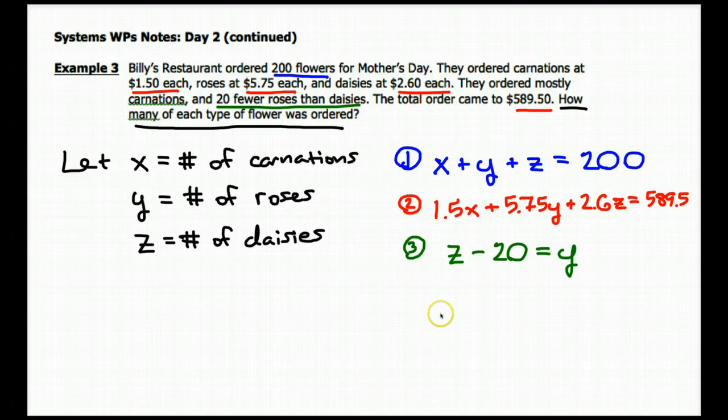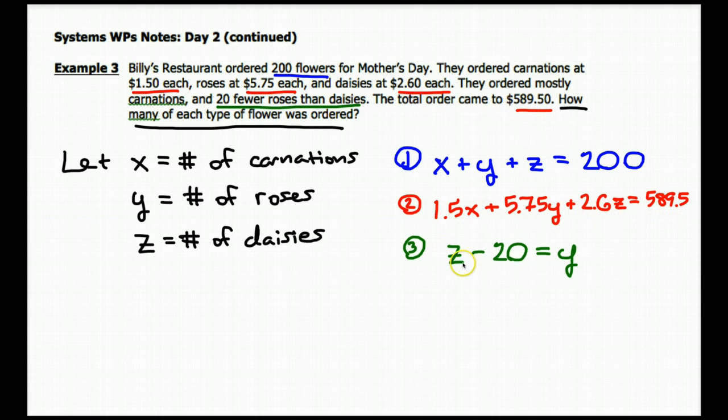Okay, so here are my 3 equations. Your first equation is just involving the total number of flowers. You know you're ordering 200 flowers, so x plus y plus z equals 200. Your second equation involves the price per flower, so it's $1.50 for carnations, 1.5x, plus $5.75 for roses, 5.75y, plus $2.60 for daisies, 2.6z, and add all that together, and that gives you your total in dollars, which was $589.50.